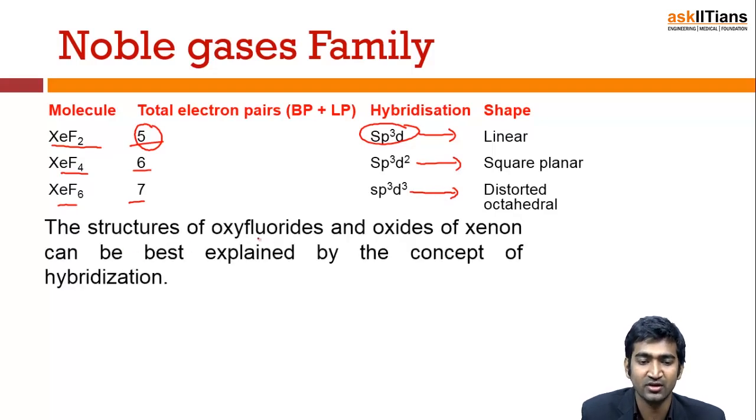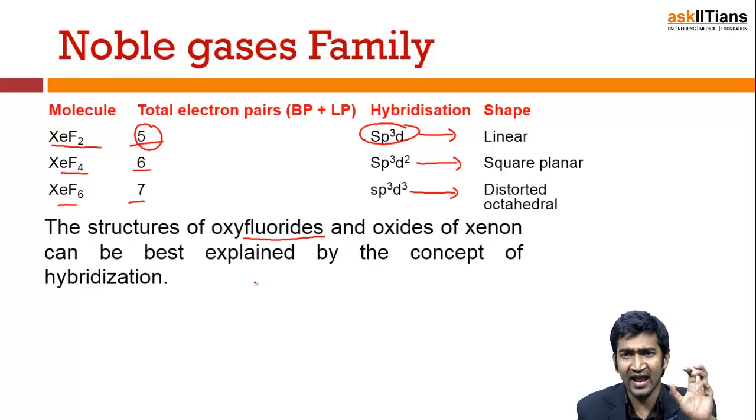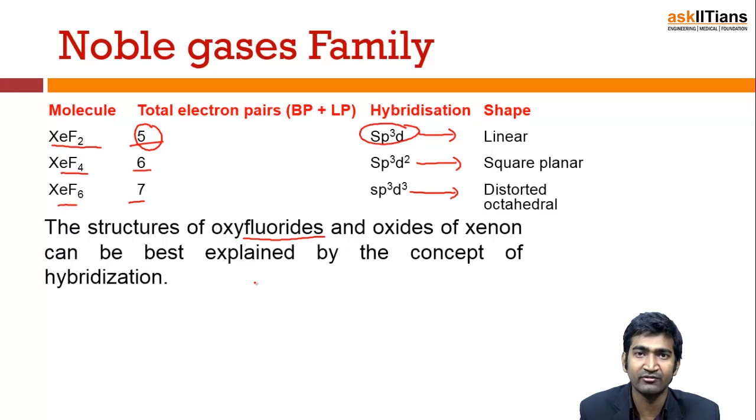And the structures of these oxyfluorides and oxides of xenon can be best explained by the concept of hybridization. By the hybridization concept means, like in chemical bonding, what you used to do? You just used to calculate the total number of electrons, like that way. If it is a cation, you will subtract. If it is an anion, you will add, right? And then by that general formula, you used to calculate the hybridization, and then according to that you can tell me the shape or geometry of that molecule.